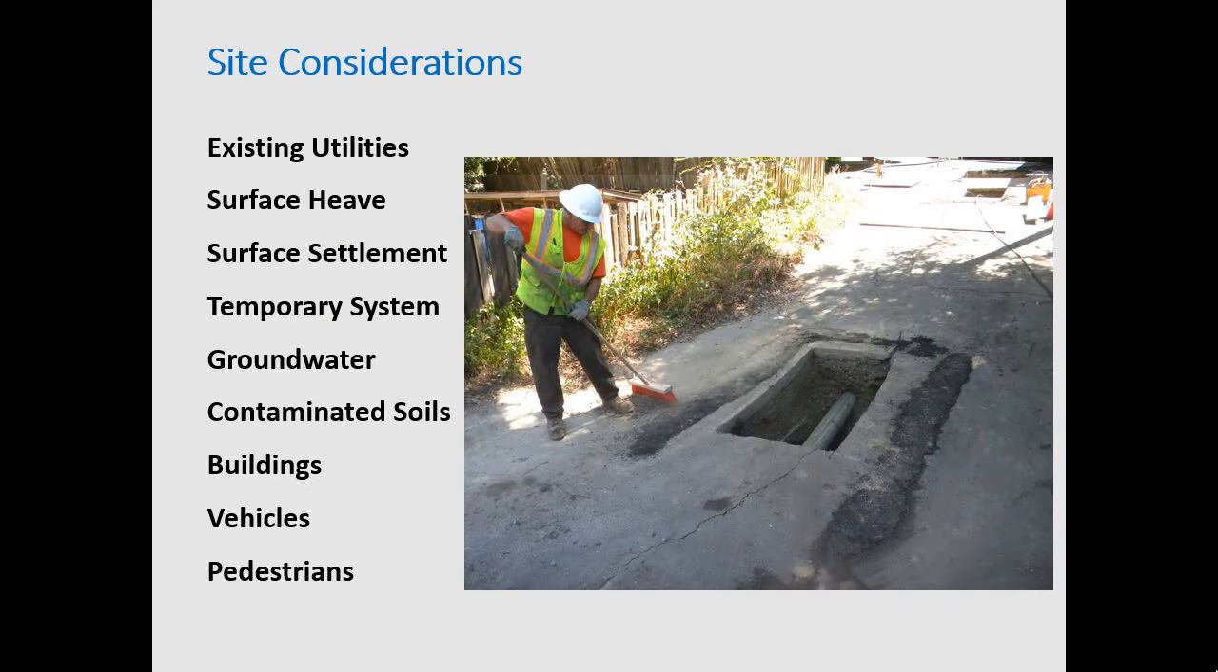So, things to think about in the design. Existing utilities, whether they're known or unknown, and I'll talk about that in a little bit in the case studies. Knowing where your existing utilities are, both what you're trying to replace and what's crossing or adjacent to it, is pretty critical, especially depending on where you are and what you're crossing.